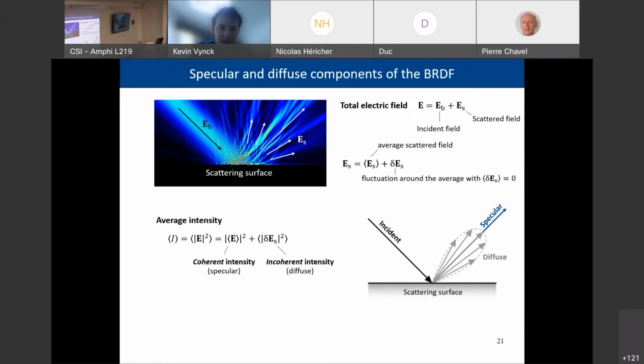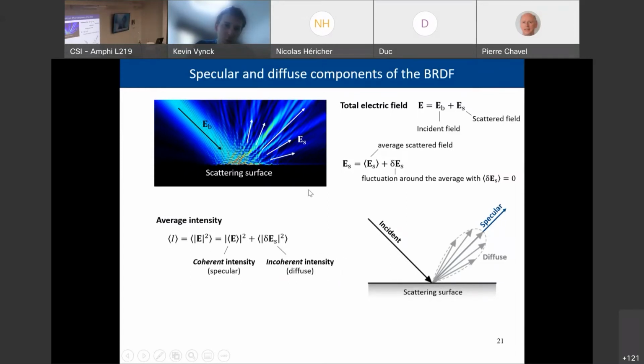I do not have time to explain in detail why, but the message will be that if you want to consider the specular component of a surface, you need to look at the average field. The second part is called the incoherent intensity, and this will be related to the diffuse part.